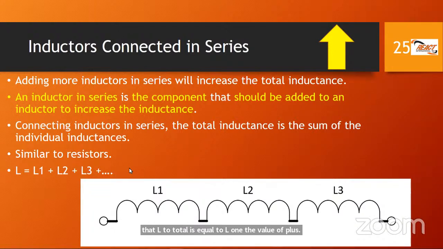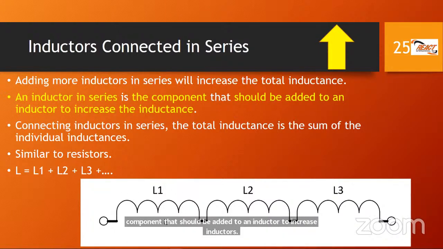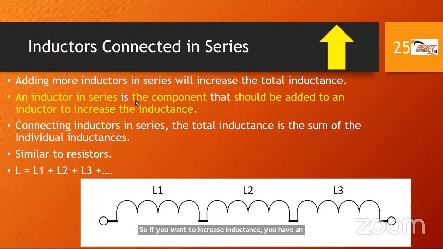If we had 4 inductors, 5 inductors, we continue adding them up. So this is our trusty diagram showing 3 coils or 3 inductors in series. They add up. And this is an exam question. An inductor in series is the component that should be added to an inductor to increase the inductance. So if you want to increase inductance, you have an inductor or 2, and you want to increase it, you just add another inductor in series.